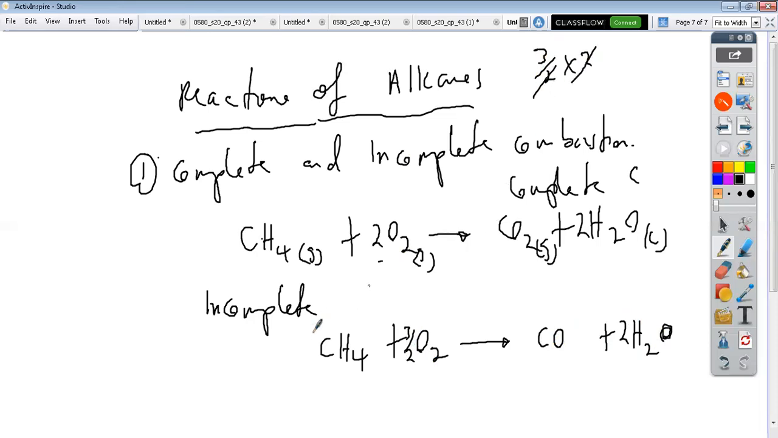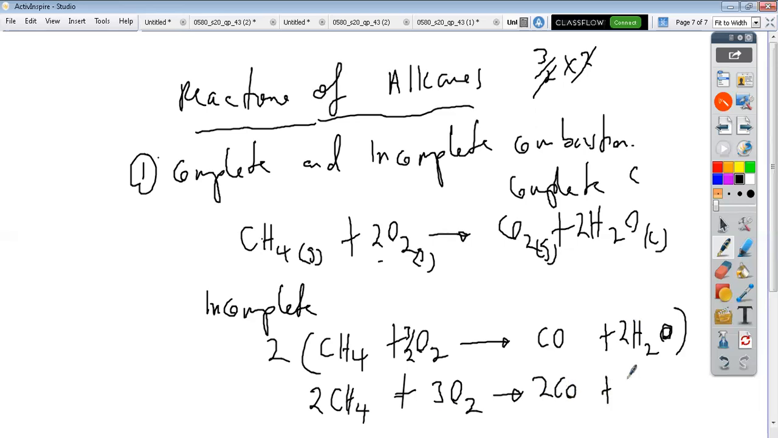But now in O level you don't, in A level you can leave it like that. You now need to multiply everything by 2 so that you eliminate this fraction. So this becomes 2CH4 plus 3O2 to give you 2CO, multiplied by 2, plus 4H2O. Balanced equation. We need to know how to balance these equations.